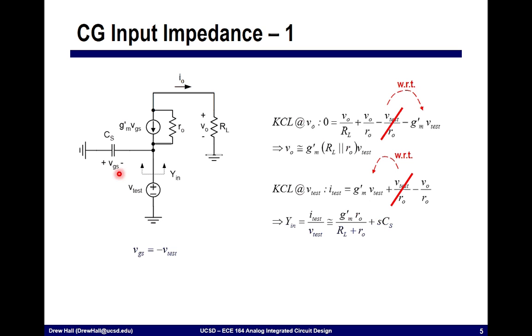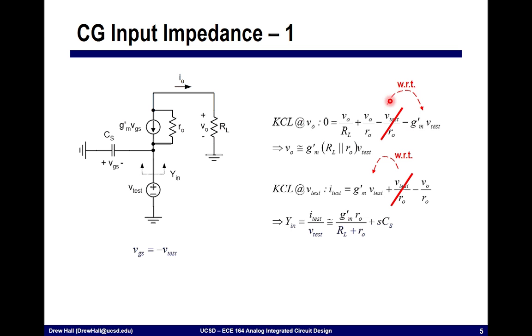Now in this case, this test source that we've put at the input, VS, is simply equal to minus V test because the gate is grounded. And so VGS is just minus V test. At the output, we can write one KCL equation, essentially right here, calculating V out divided by RL, any current that flows through this R naught, as well as V test divided by R naught, and this GM prime V test.